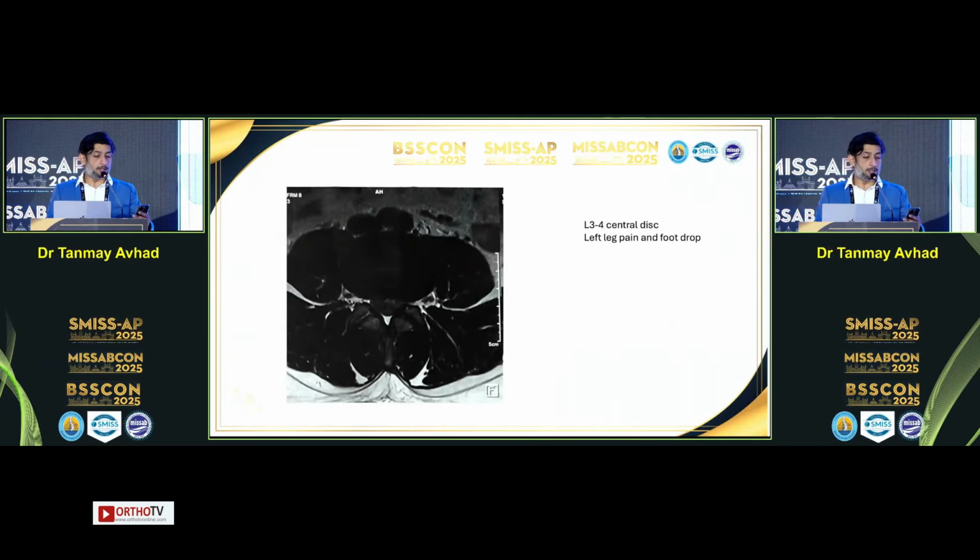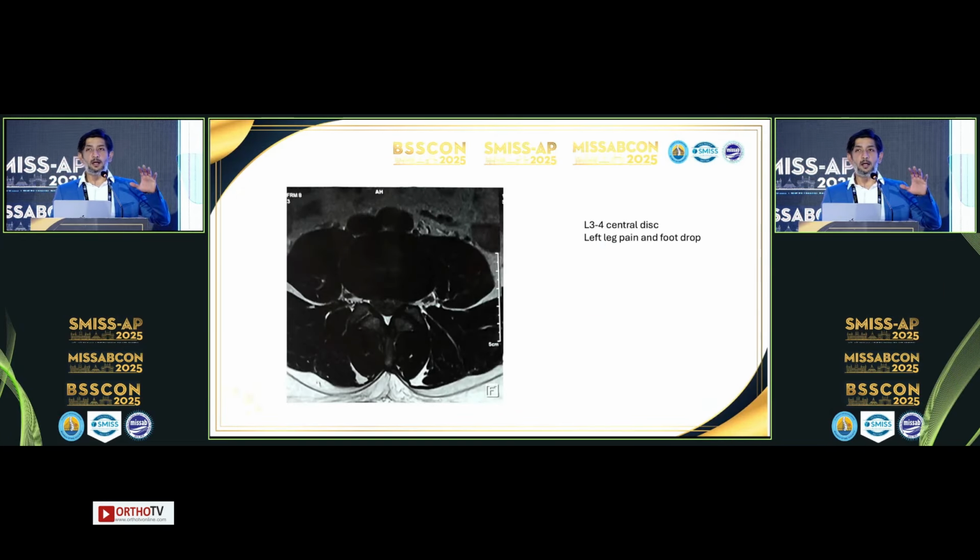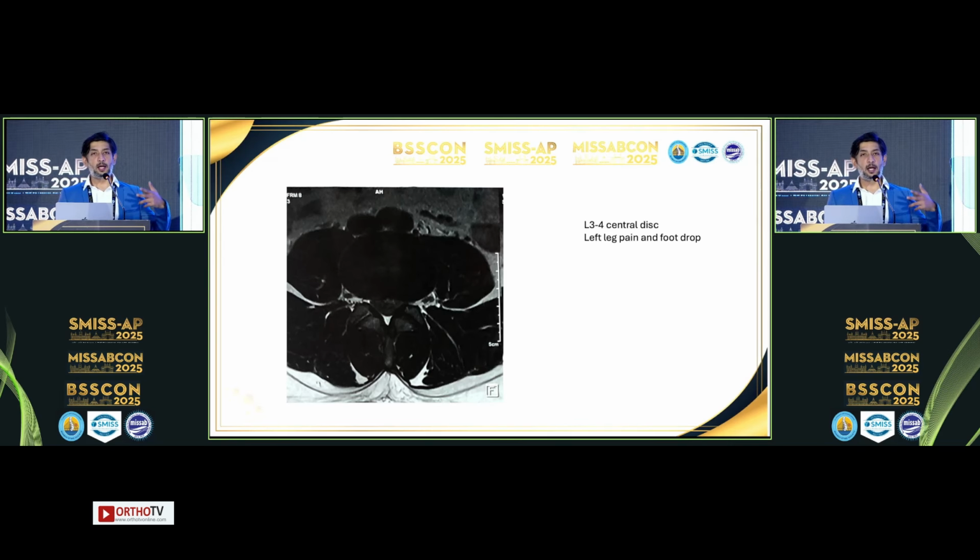So just as an introduction to this module, uniportal, we have various approaches. You can go interlaminar, we have transforaminal. For example, if you see this case, this is an L3-4 huge central disc. The patient had a left-sided leg pain, and along with that, he had a foot drop as well. Endoscopic surgery or minimally invasive spine surgery is basically you try and do the least and gain the maximum advantage.